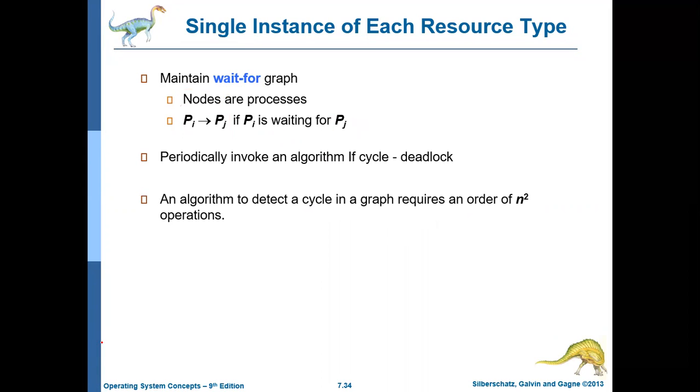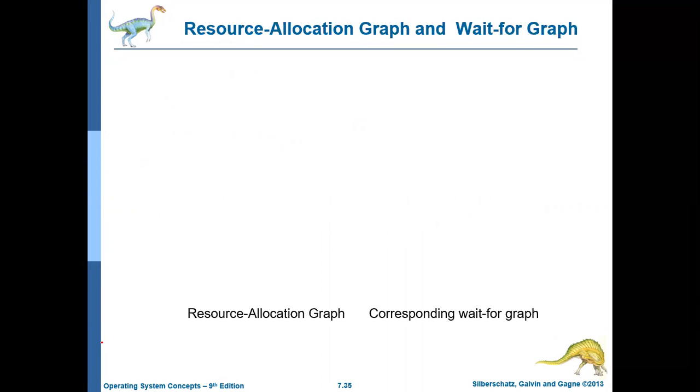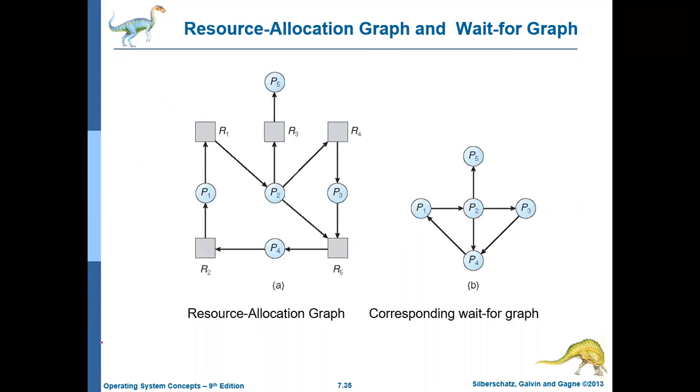Let us discuss this with an example. Consider this particular thing. This is actually a resource allocation graph. There are 5 processes and 5 resources: P1, P2, P3, P4, P5, and R1, R2, R3, R4, R5.